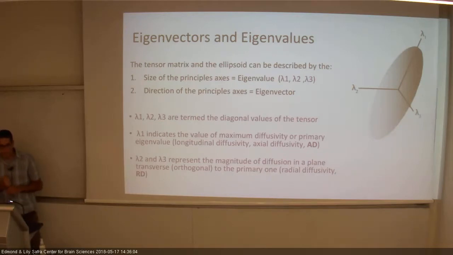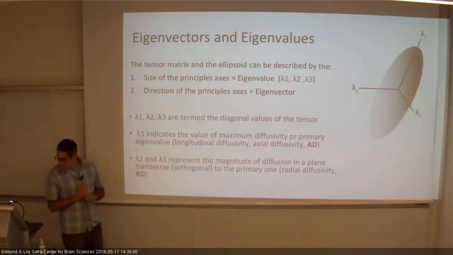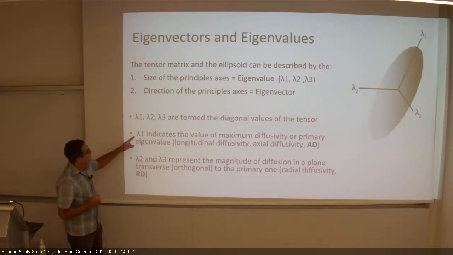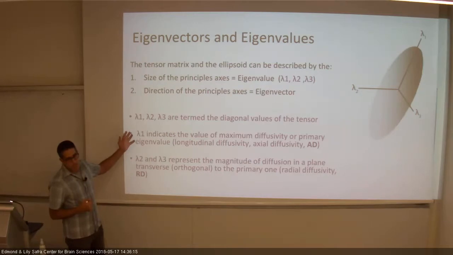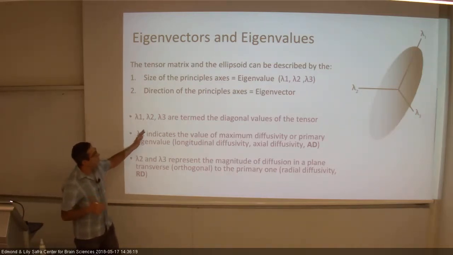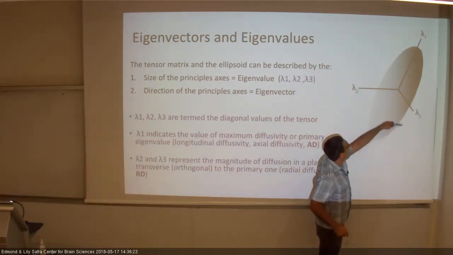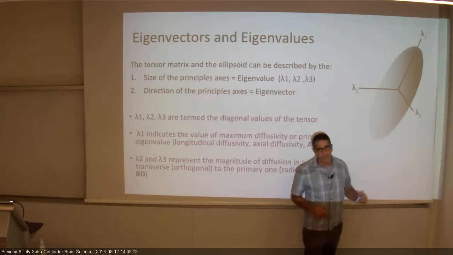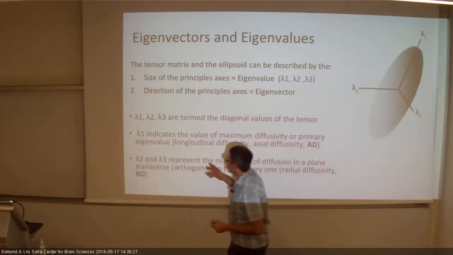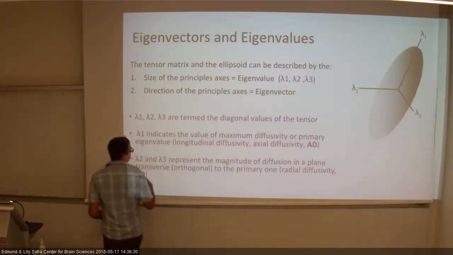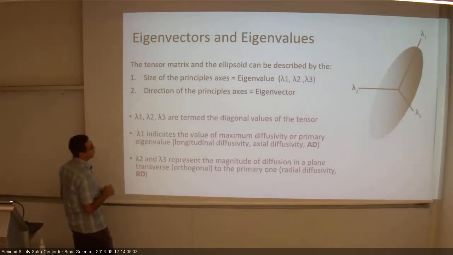And sometimes we would look at the first one. We're going to call it the axial diffusivity. So it's a size, right? It's a value. So the size of lambda 1, we'll name the axial diffusivity, and typically we're going to take the other two together, and we're going to call them the radial diffusivity. The mean of those two will be called radial diffusivity.